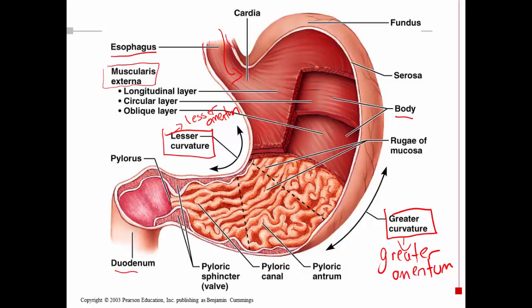Some other structures you'll notice is that when the stomach is empty, the mucosa forms these folds, and these are called rugae. Rugae just means folding, and the folds actually increase the area of the stomach for absorption. You'll also find folds, remember, on the roof of your mouth. They are also called rugae there.